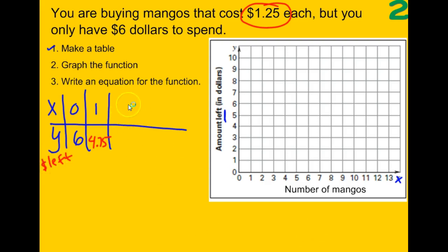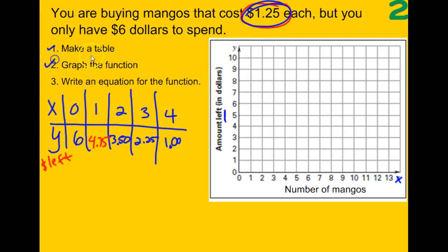If we buy 2 mangoes, another mango, we're going to subtract another $1, so we're down to $3, and subtract 25 cents, we're down to $3.50. A third mango, subtract another $1, we're down to $2, and another 25 cents, we're down to $2.25. Another mango, 4 mangoes, subtract another $1, we're down to $1, and subtract 25, just $1 exactly. But I don't have enough money to buy another mango because it costs $1.25. So this is as big as my table can go.